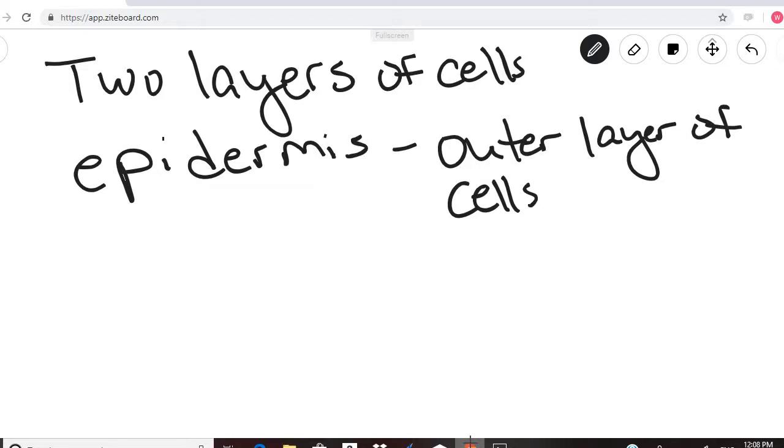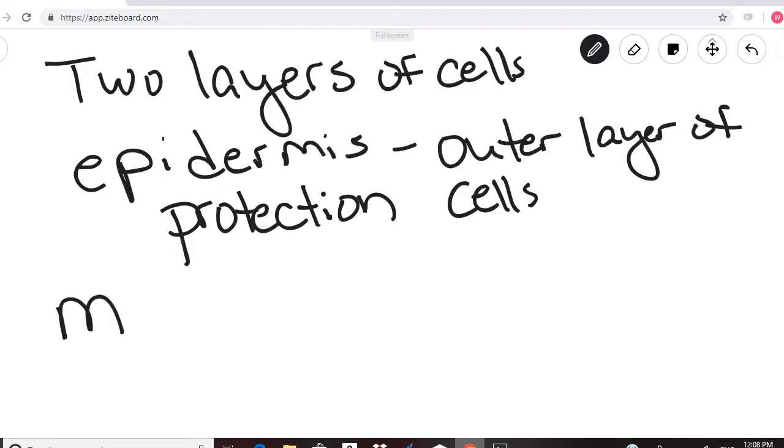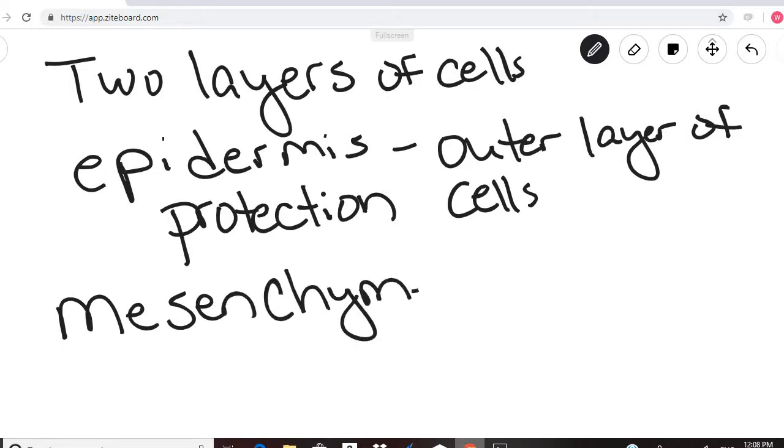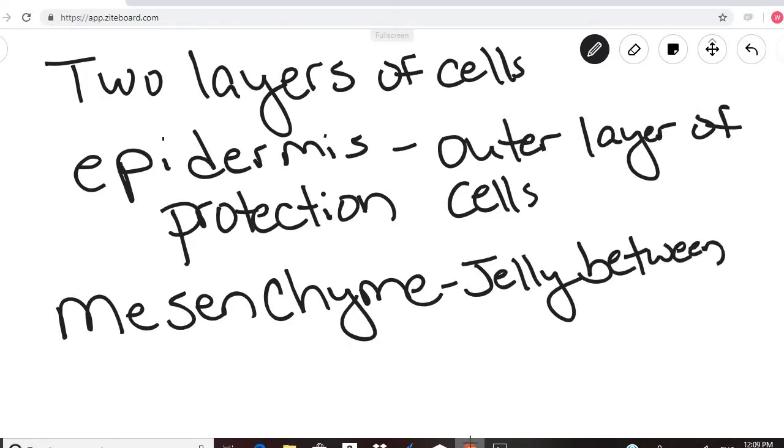Your skin is called your epidermis. The outer layer of your skin is called the epidermis. And so it's a similar type of structure. It's the outer layer, and its main job is protection. So it protects the inside of the organism. And then there is another layer that is called the mesenchyme. The mesenchyme is kind of a jelly-like substance that is between the two layers.